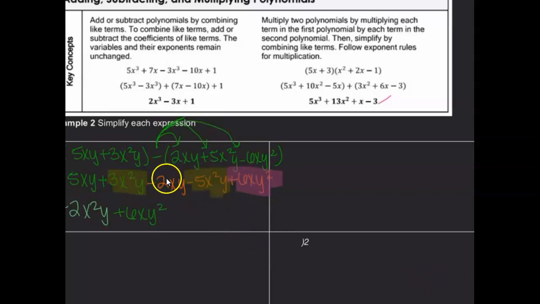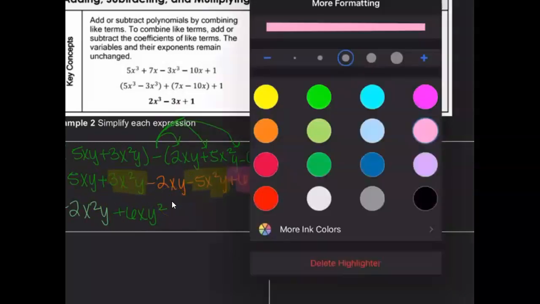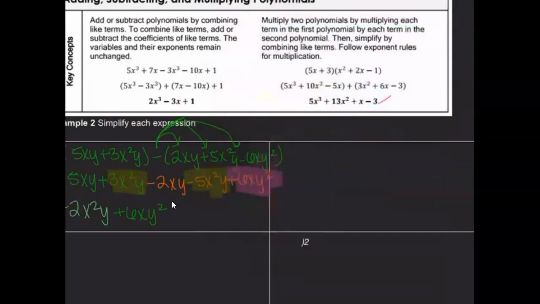And then finally, my lowest degree value. Now for the most part, it really doesn't matter what order you write these in. Typically, you want to write it from the highest degree to the lowest degree. That is, from the highest exponent to the lowest exponent. It doesn't really matter as long as you're combining like terms correctly.